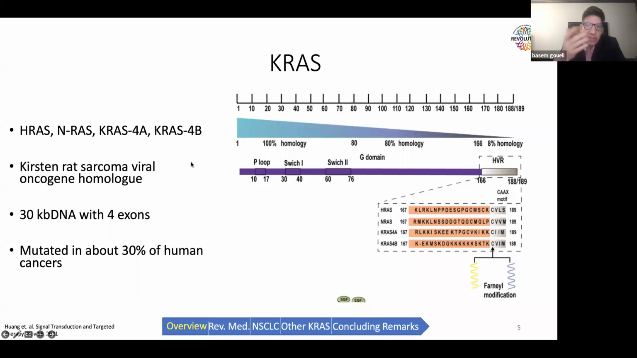So KRAS stands for the Kirsten rat sarcoma viral oncogene homolog. You can see here, it's basically either 188 or 189 amino acids, depending on which isoform you're talking about. And here you can see it's largely comprised of 30 kilobase DNA with 4 exons. It's mutated in about 30% of human cancers. So everyone in this room is really very interested in KRAS, and rightfully so.